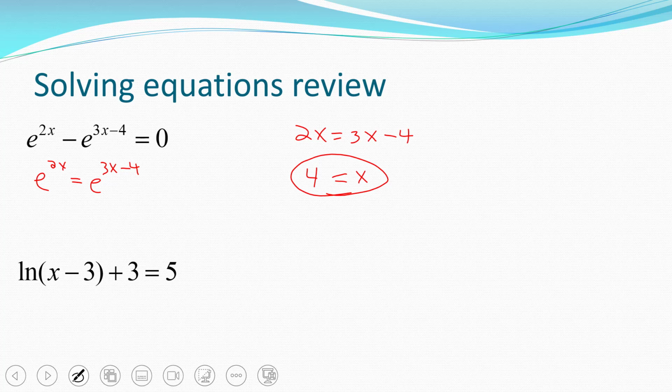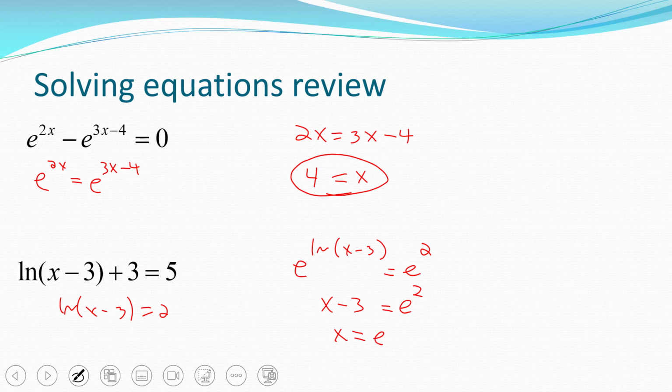Now, the last one. Here to solve a logarithmic equation, I will subtract 3 on both sides to get the natural log of x minus 3 equals 2. And then I'll exponentiate each side. That'd then be e to the natural log of x minus 3 equals e to the second power. By the inverse property, e to the natural log of x minus 3 is just x minus 3. That equals e squared. And by adding 3 on both sides, you get the only possible answer. There we go. Good.